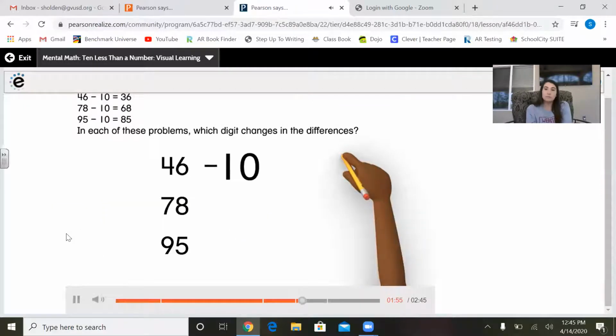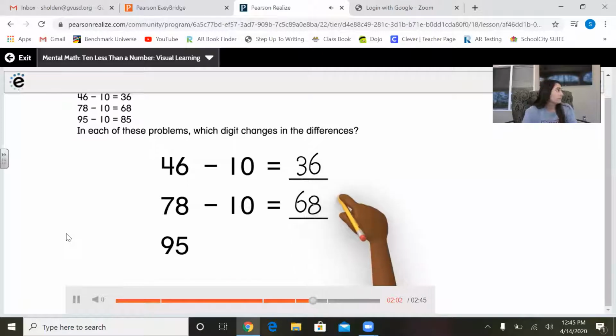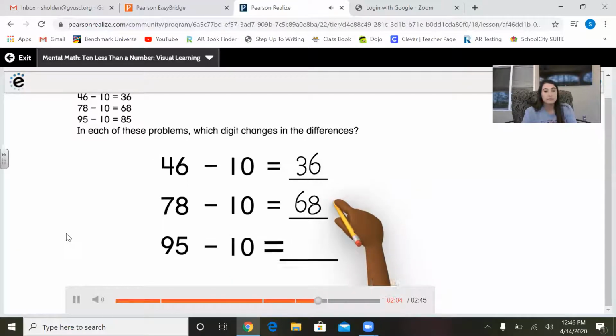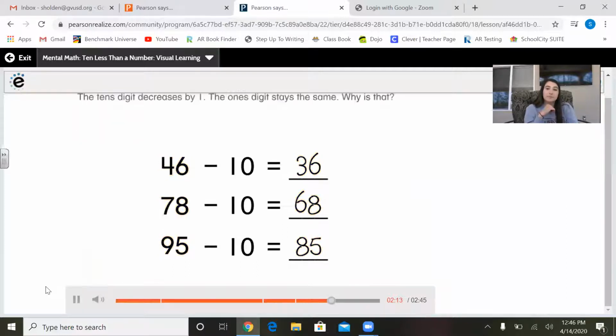46 minus 10 equals 36. 78 minus 10 equals 68. 95 minus 10 equals 85. In each of these problems, which digit changes in the differences? So I have 46 and 36. It looks like our ones number stayed the same, but our tens digit changes every time. The tens digit decreases by 1. The ones digit stays the same.